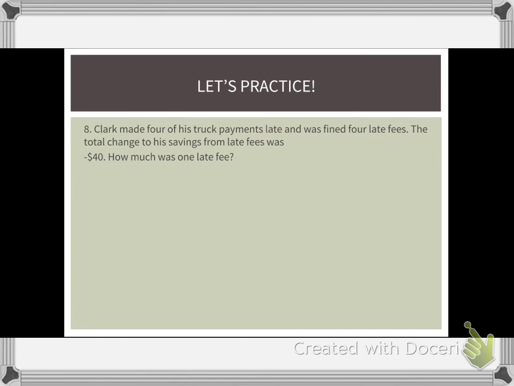Let's see what this one says. Clark made 4 of his truck payments late and was fined 4 late fees. Uh-oh. The total change to his savings from late fees was negative $40. How much was 1 late fee? Okay, so 4 late fees, the total change was negative 40. So this is going to be negative 40 divided by 4, because the total change is how much all of those late fees cost him.